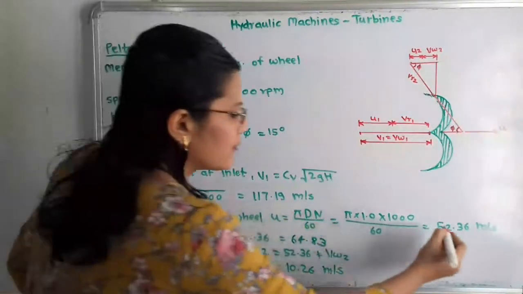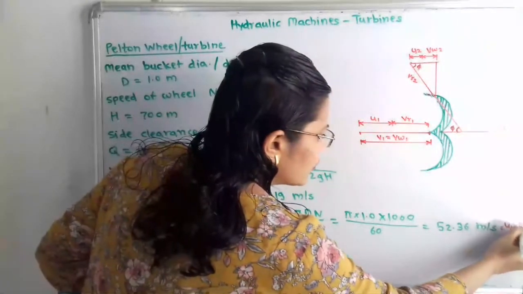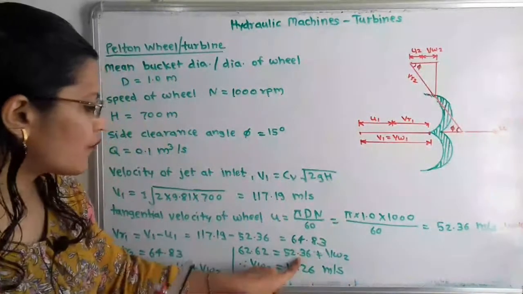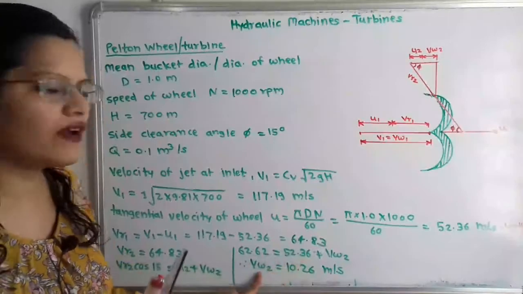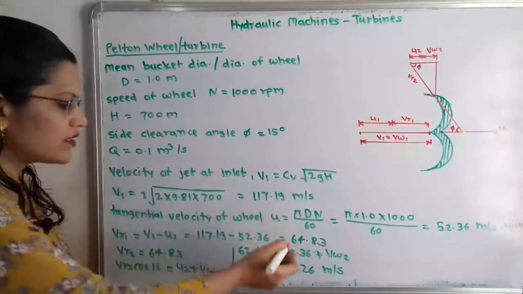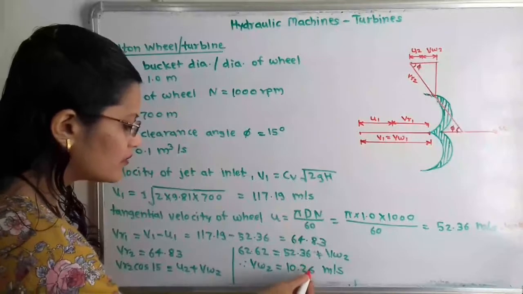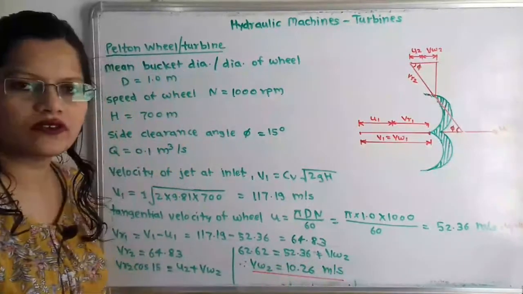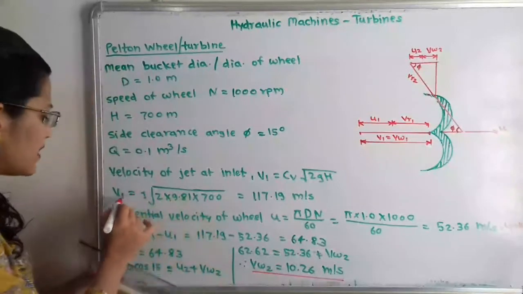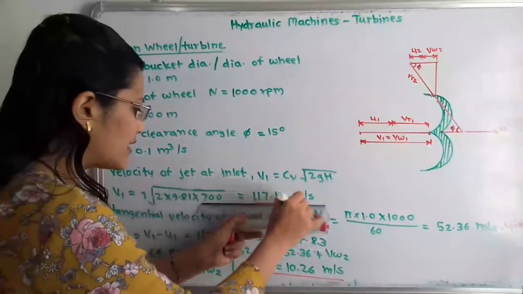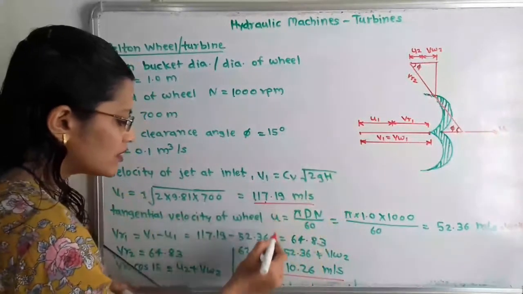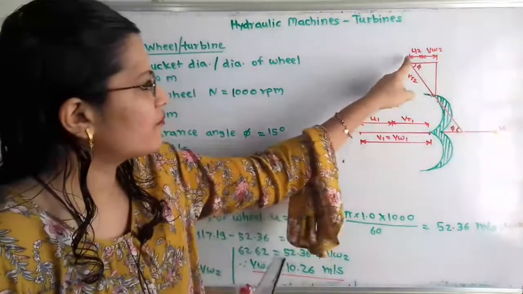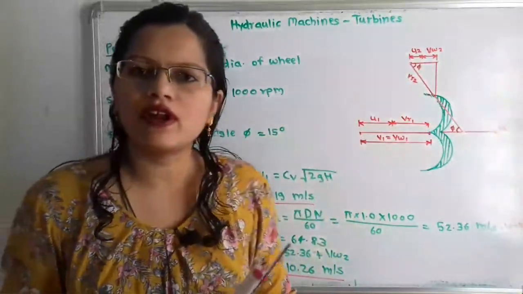But here u1 is equal to u2. So that is value of u2 is 52.36. So when I put this value, I will get the value of vw2. So what is the value of vw2? That is 10.26. So here this is the value of vw2 that is important for the calculation, as well as here value of v1 that is also equal to vw1. So these two values are important for the calculation. So we have to find these values with the help of velocity diagram.